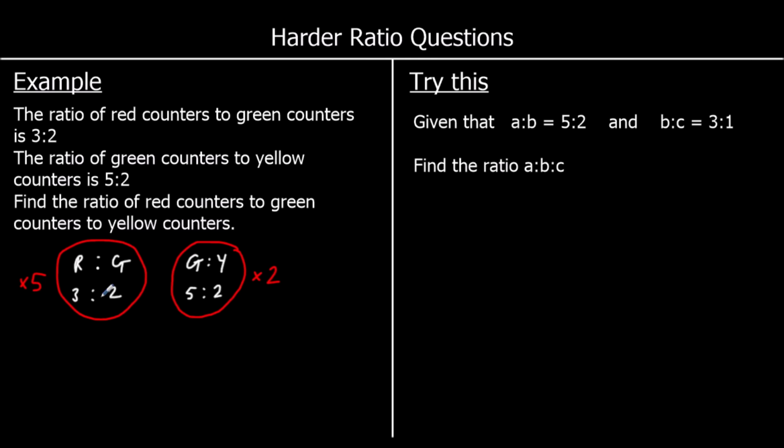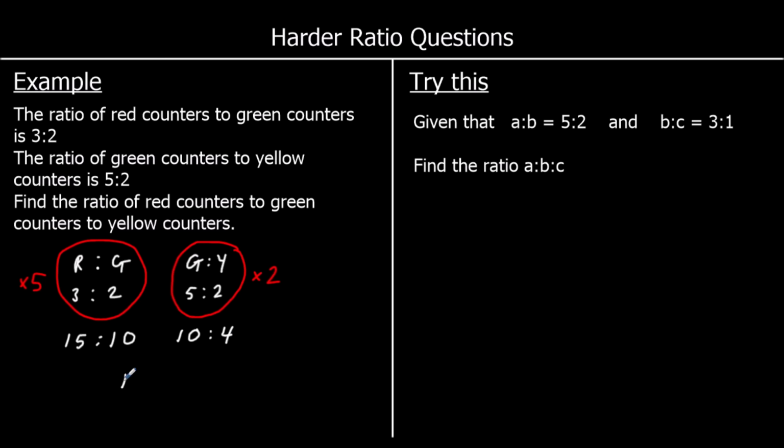So let's times this by 5. So I'm going to say red to green is 15 to 10. That's equivalent to 3:2. I haven't changed the ratio. I've just rewritten it as an equivalent ratio. And green to yellow, I'm going to double it. So it's 10 to 4. So both of the greens are now 10.